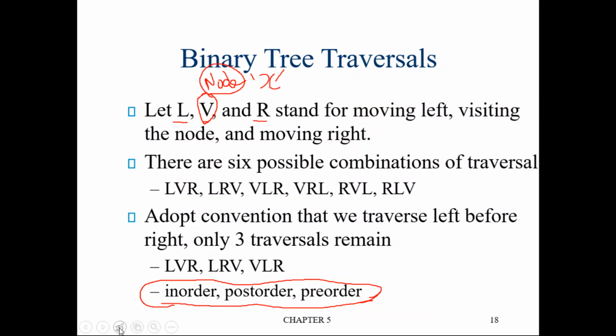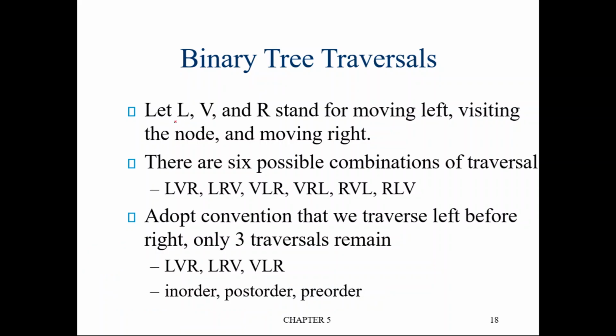So these are the 3 terminologies which we are going to use: L, V, and R. L means visit the left child of a particular node, V means visit exactly that particular node, and R means visit the right child of that particular node. With this L, V, R, there are 6 possibilities of visiting: LVR or LRV, or VLR or VRL or RVL or RLV.